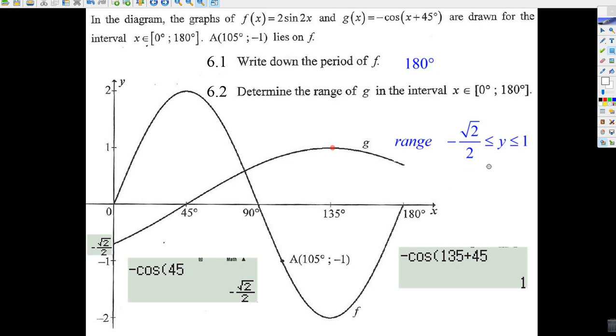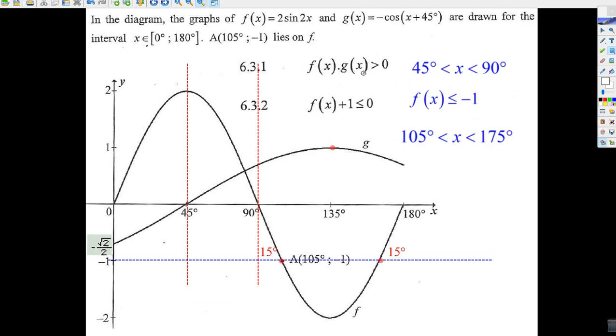Well, that means it ranges, at least in this section here, in this period, for g, all the way from 1 down to negative 1 over root 2, or negative root 2 over 2. And that's your answer there. Let's look at the next question.